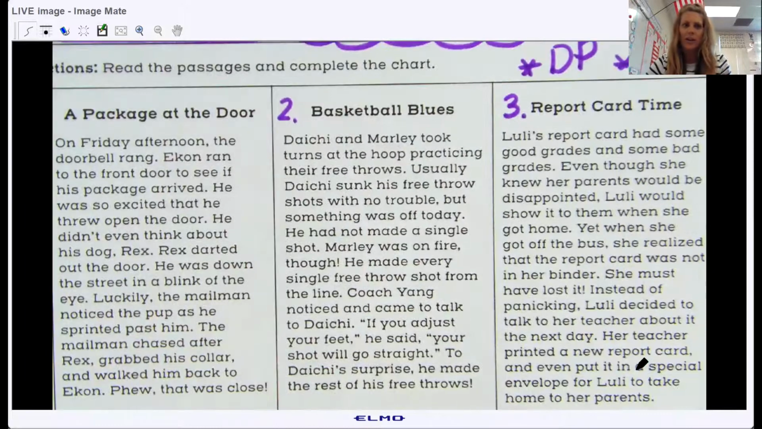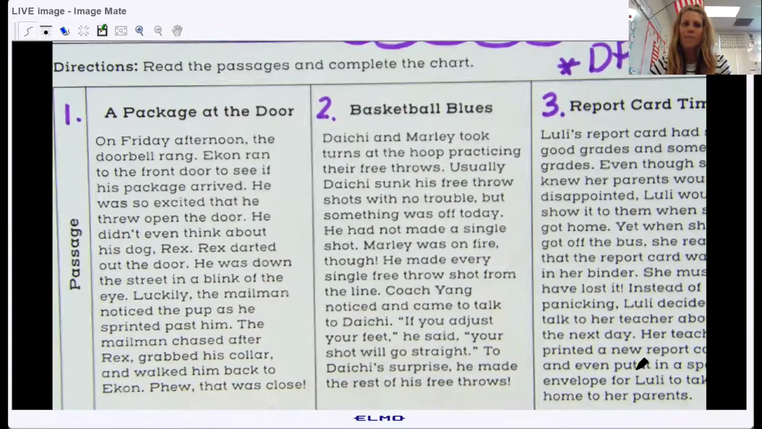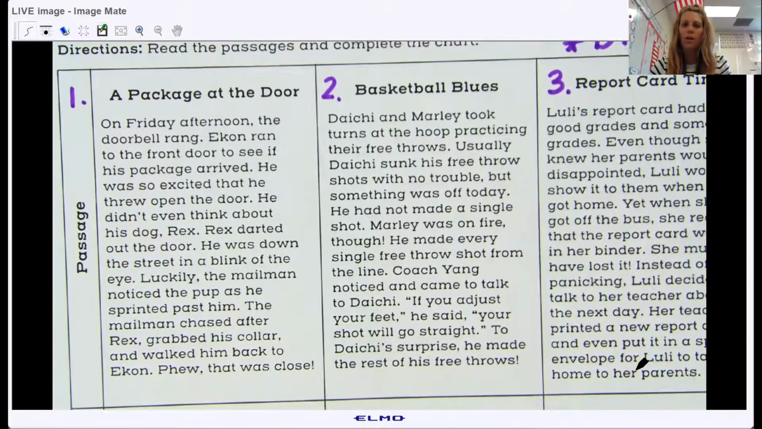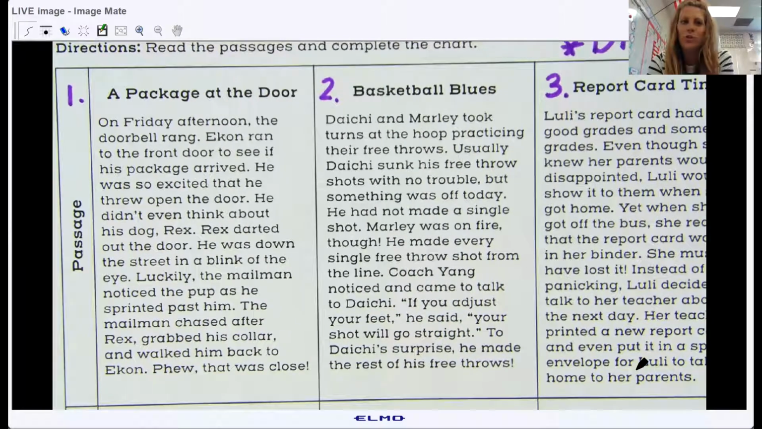All right. A package at the door. On Friday afternoon, the doorbell rang. Econ ran to the front door to see if his package arrived. He was so excited that he threw the door open. He didn't even think about his dog, Rex. Rex darted out the door. He was down the street in a blink of an eye. Luckily, the mailman noticed the pup as he sprinted past him. The mailman chased after Rex, grabbed his collar, and walked him back to Econ.